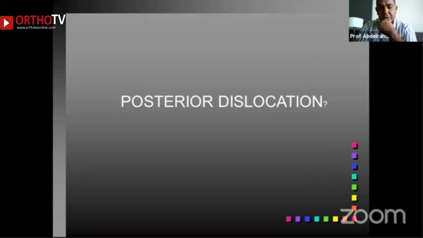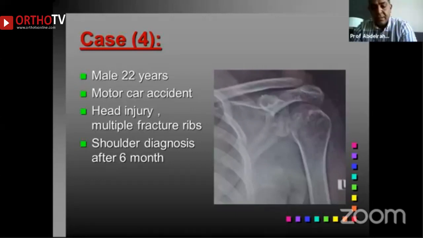Sometimes we have posterior dislocation. Posterior dislocation mostly is neglected, and we have to do CT. X-ray, how can you suspect posterior dislocation?